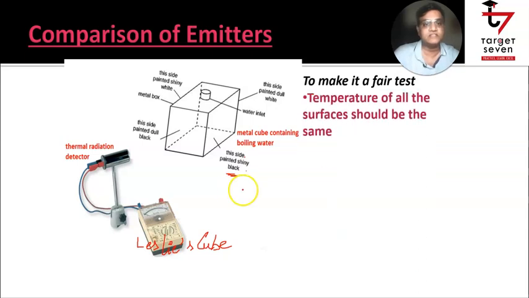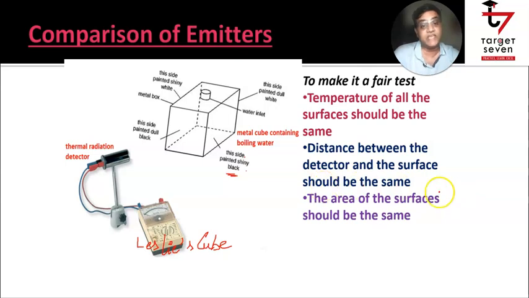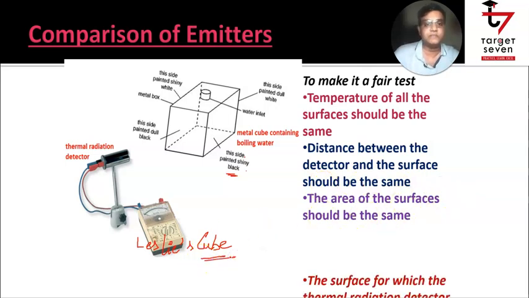Right, to make it a fair test, the temperature of all the surfaces should be the same. How are we making the temperature of all the surfaces the same? It is by pouring hot boiling water. The distance between the detector and the surface should be the same. The area of surfaces should be the same, and hence we are considering a cube.